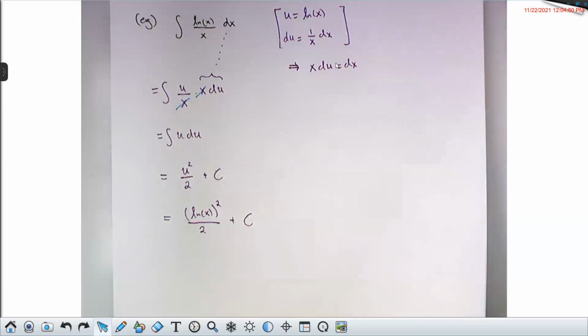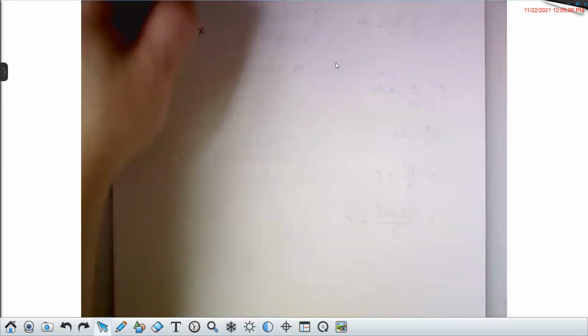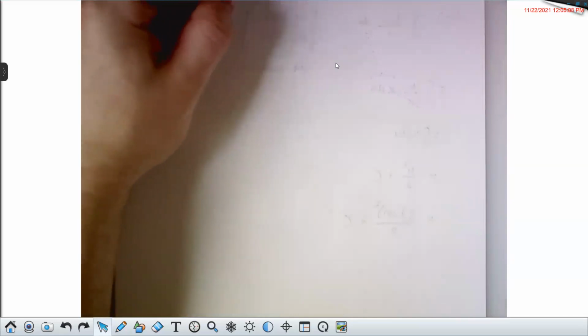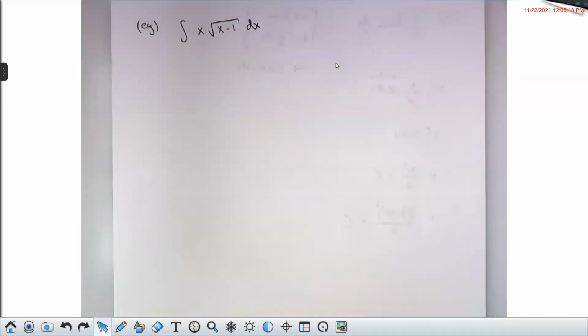All right. These can be a little bit tricky. Here's another one that I like a lot. My wife's Calc 2 teacher put this on the first test last spring. I thought that was fun. Does anybody see a substitution we could make here?